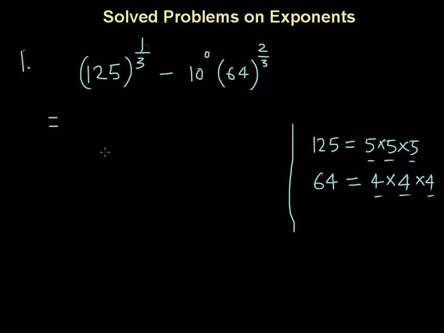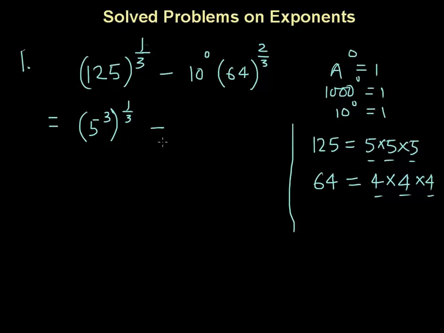I'll explain to you. Here the 125 I can rewrite as 5 to the power 3, and then I have again 1 over 3, and then minus 10 to the power 0. Anything to the power 0 is 1. No matter what you have, a to the power 0 is 1. 1000 to the power 0 is 1. In the same way, 10 to the power 0 is also 1. So that will be 1. And then we have here 64, which we can rewrite as 4 to the power 3, and then a bracket and 2 upon 3.